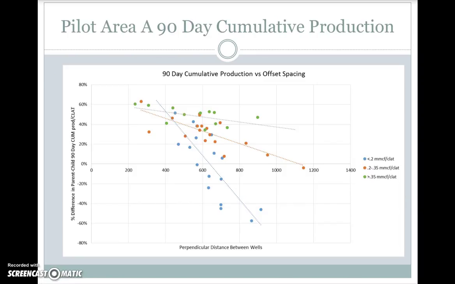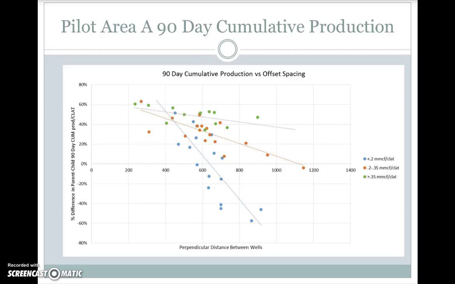Okay, after gathering all of our data, these are the graphs that we were able to produce. This is the pilot area A, and it's the 90-day cumulative production graph versus the offset spacing. On the y-axis, you're looking at the percent difference in the parent versus child 90-day cumulative production per foot of CLAT. And on the x-axis is the perpendicular distance between the wells, or the offset spacing.